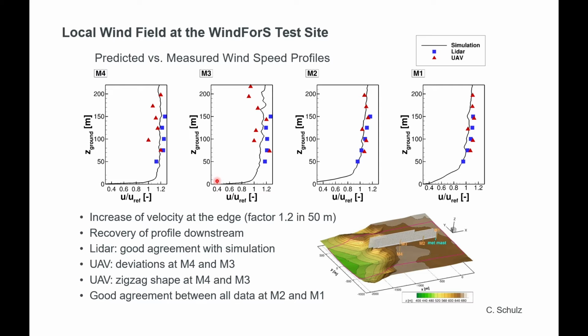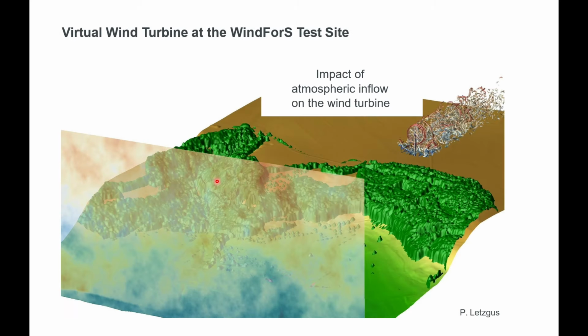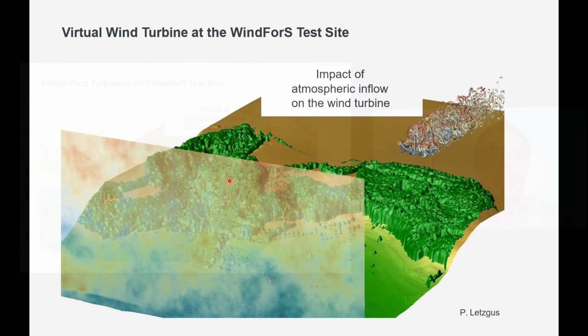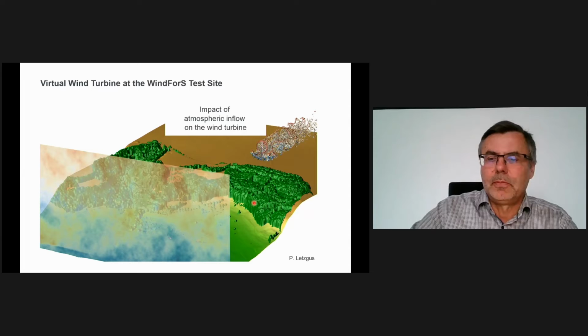And that was just the first step. The next step was to put a virtual turbine into the computational domain, and you can see the computational domain here. You can see the turbine with the wake. You can see the turbulent atmospheric inflow, and you can see the topography, but you can also see that this site has a lot of forested areas at the hillside, which we also consider in our CFD simulations.